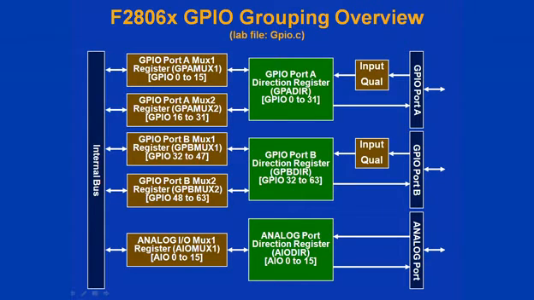Each general purpose I/O pin has a maximum of 4 options, either general purpose I/O or up to 3 possible peripheral pin assignments. This is selected using the GPIO port multiplexer. If the pin is set to GPIO, the direction register sets it as an input or an output. The input qualification will be explained shortly.